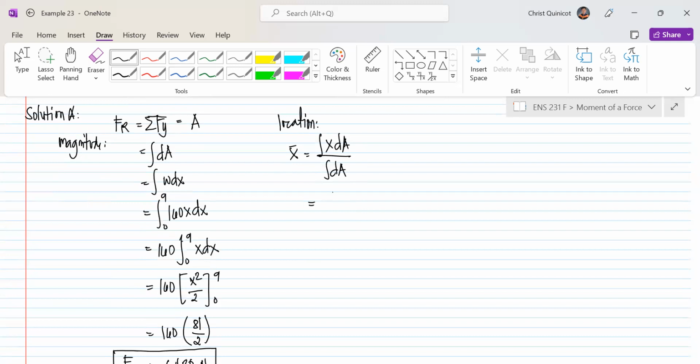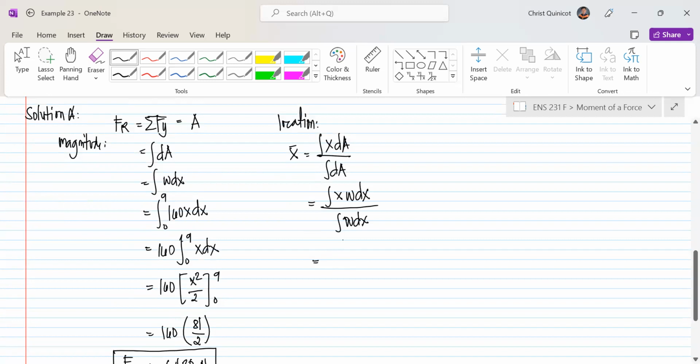But of course, our dA here, we just rewrite this one as x w dx over the integral of dA. Oh wait, let me rewrite dA as well as w dx. We already did w dx at the bottom, and that is 6,480. So we substitute all of our values.